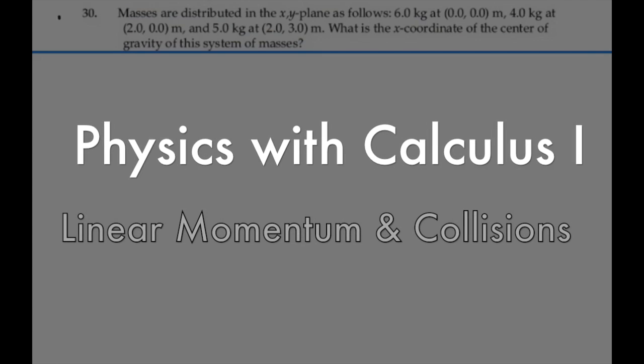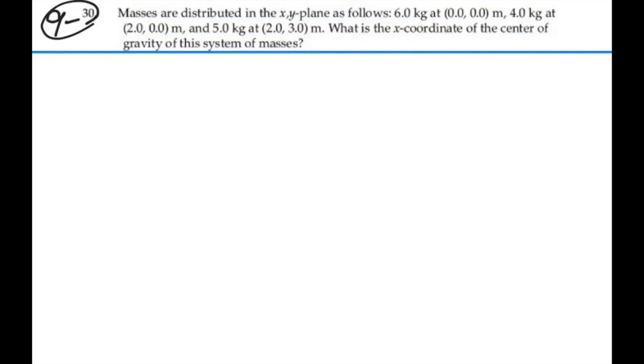Here's problem 930. Masses are distributed in the xy plane as follows: 6 kilograms at 0, 0, 4 kilograms at 2, 0 meters, and 5 kilograms at 2, 3 meters. What is the x-coordinate of the center of gravity of this system of masses?